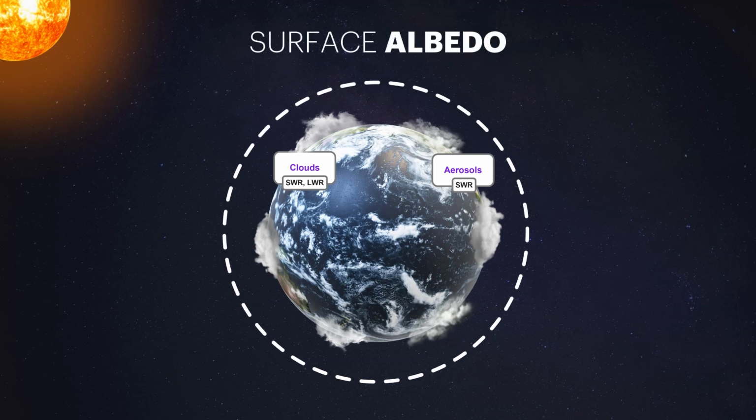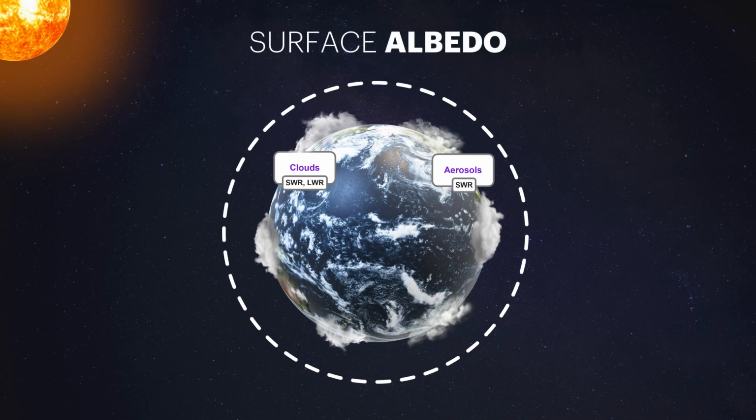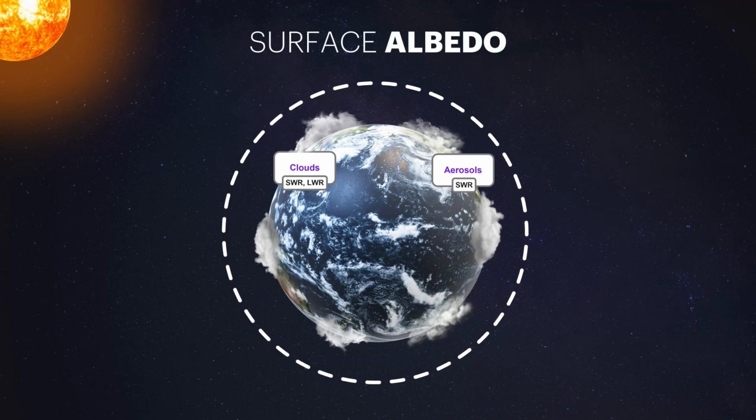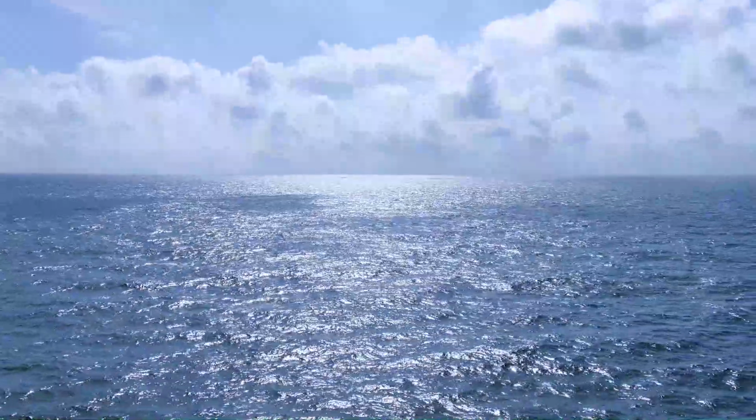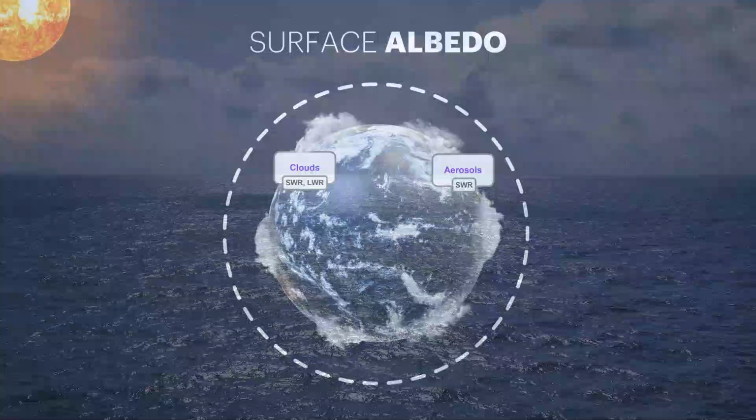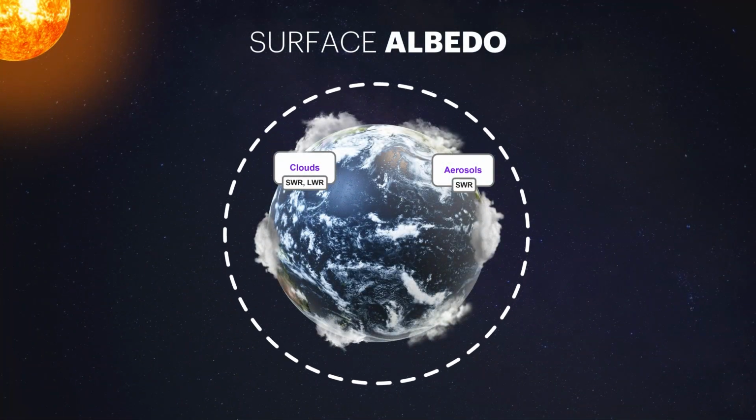There is also the surface albedo, which depends on the Earth's surface cover. Depending on the type of cover, the reflective properties change. For example, ocean albedo has a lower reflection than sand cover. These atmospheric and surface albedos partially reflect incoming solar radiation and contribute to cooling the Earth.